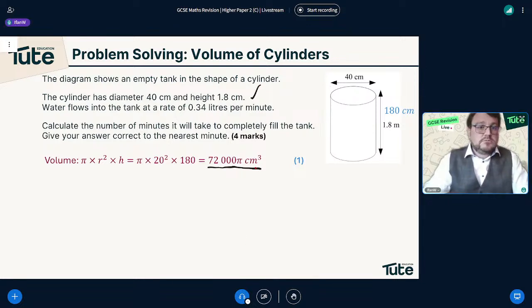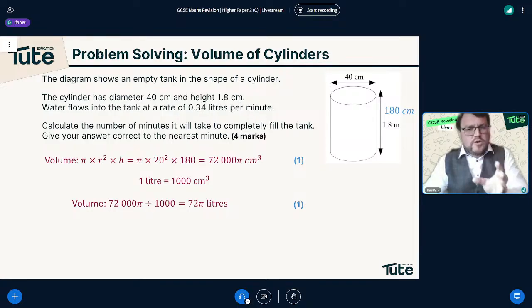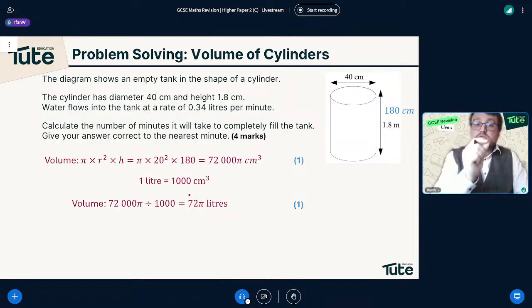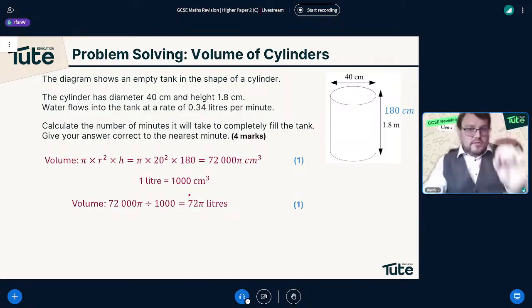Look, boom. Water flows into the tank, right? So this is where you have to know your knowings. You have to know what everything means. 1 litre is equal to 1,000 centimetres cubed. Make sure you know these little things tonight. Go through them. Conversion rates of area from metres to centimetres. Conversion rates of litres to centimetres cubed. Little things that you can do quickly tonight.